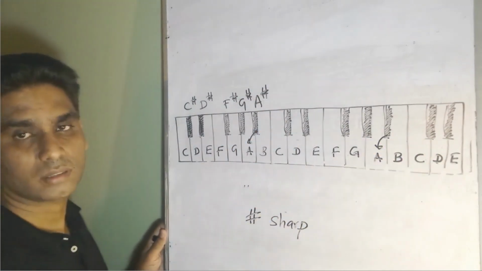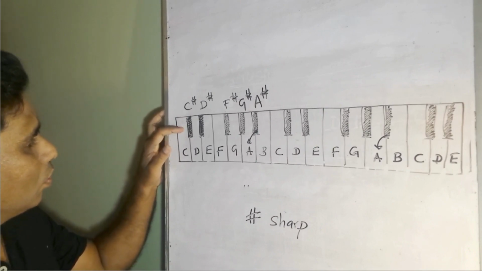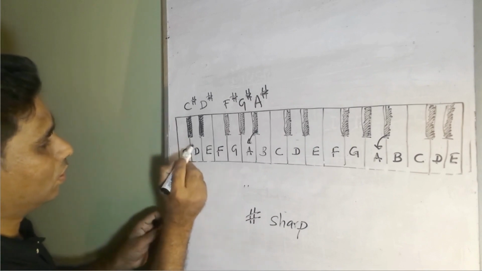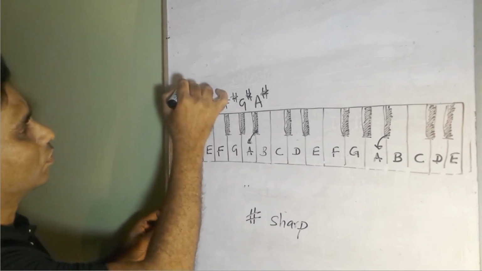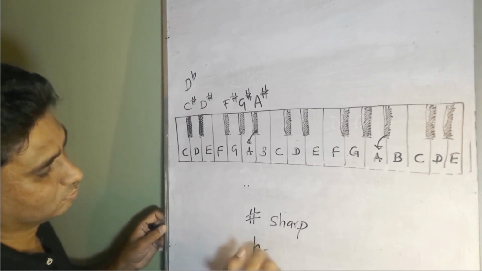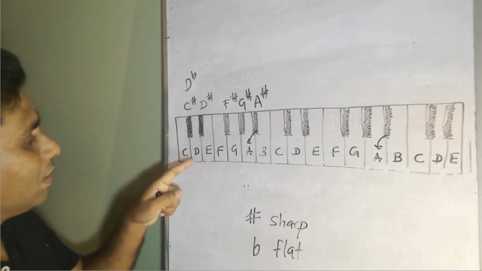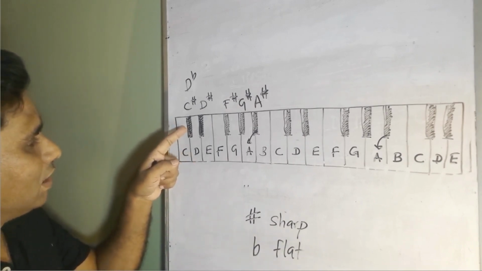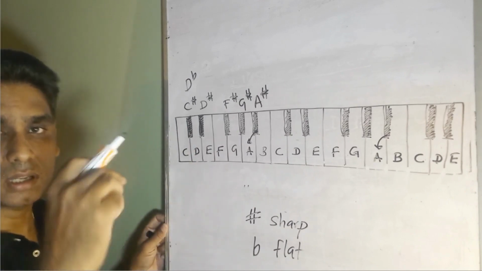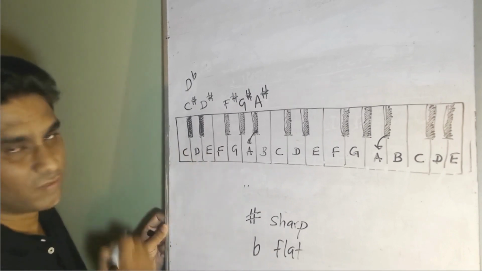It is the same thing. We can name this black key with the help of this D note. We call it D flat. So the flat mark is like this. It means this black key's sound is a little bit lower than the D. That's why it's called D flat.